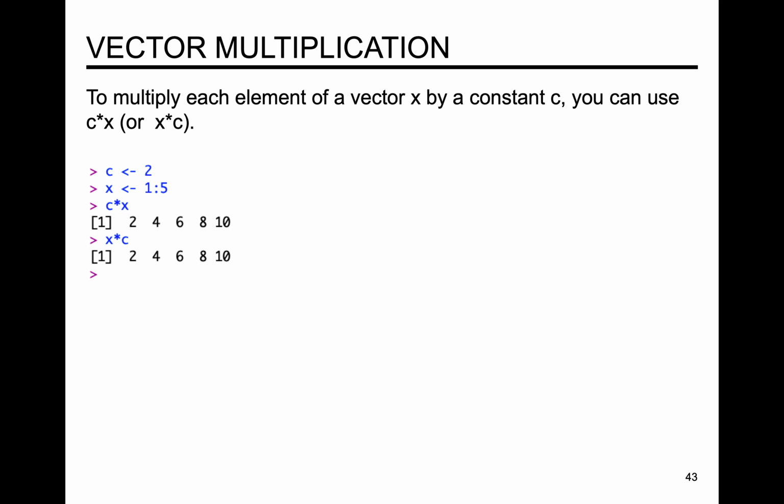To multiply each element of a vector x by a constant c, you can use c times x or x times c. In the example on the screen, I assign 2 to c and then create the vector x: 1, 2, 3, 4, 5. Then I type c times x and then type x times c. You can see the outputs are identical and each element of x was just multiplied by 2.